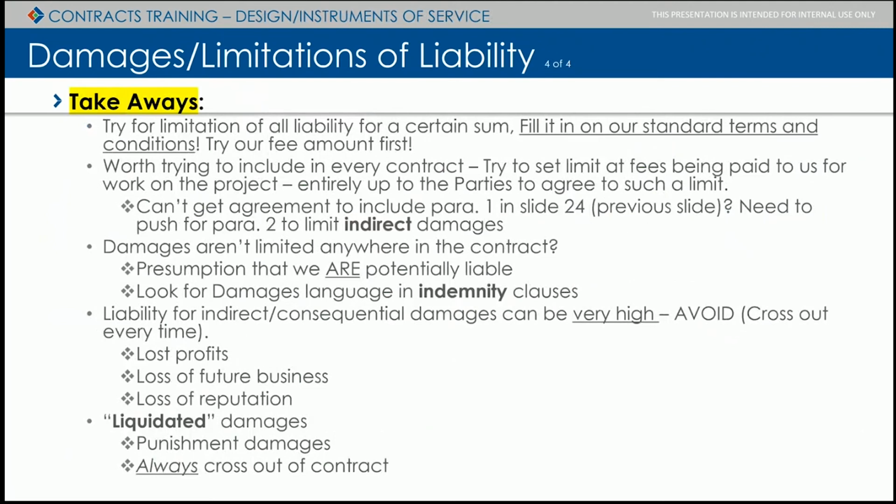All right, takeaways, I think we've covered quite a bit. You want to try for that limit. You want to try to get it in every contract, even if it's not using our standard terms and conditions, by including a sentence, the same one from our terms and conditions, in the contract, or negotiating that in, or just adding it in your first round. Nothing wrong with it. And as I mentioned, if consequentials aren't talked about anywhere in the current contract, it's a presumption that we are potentially liable.